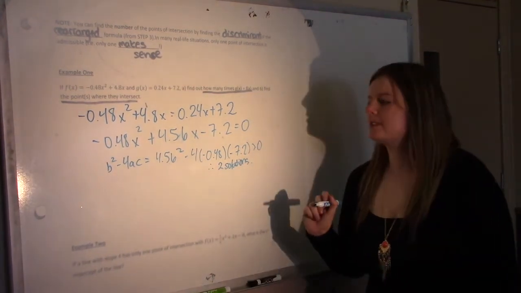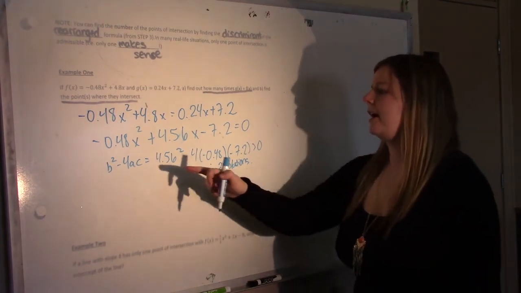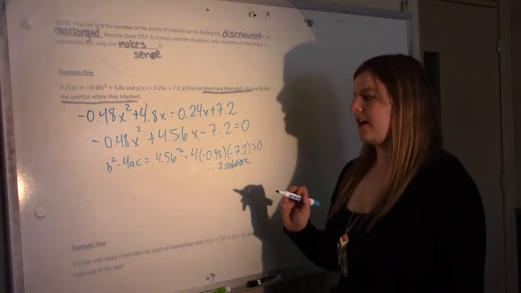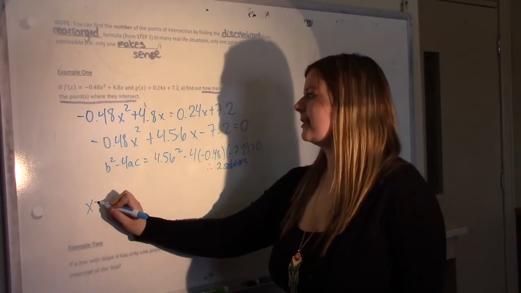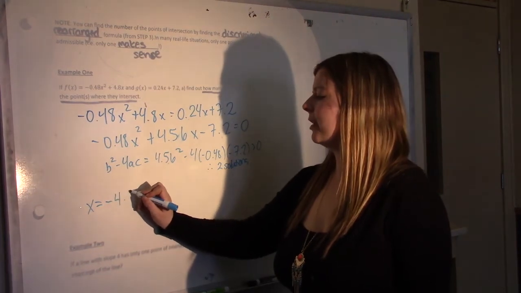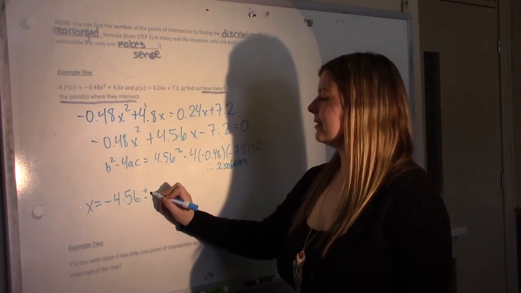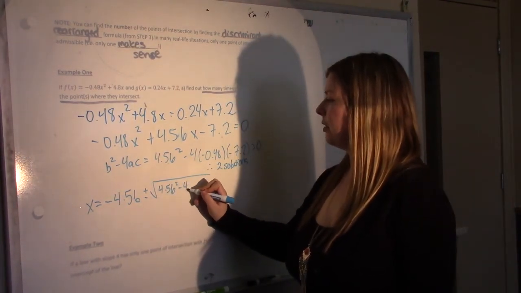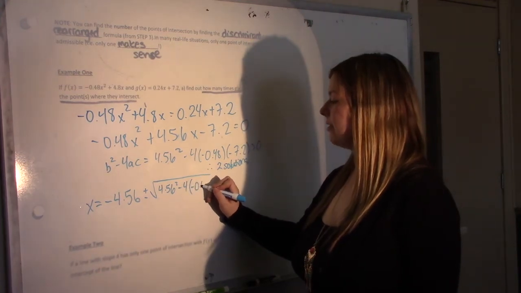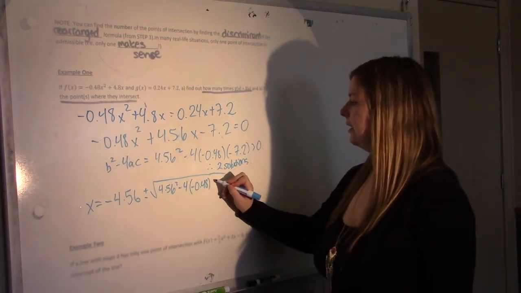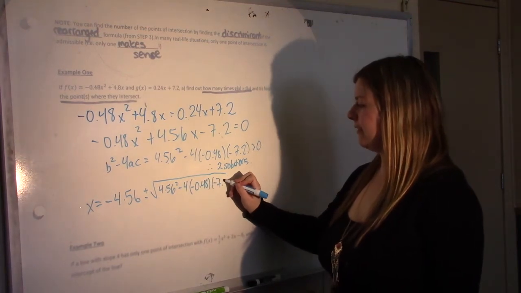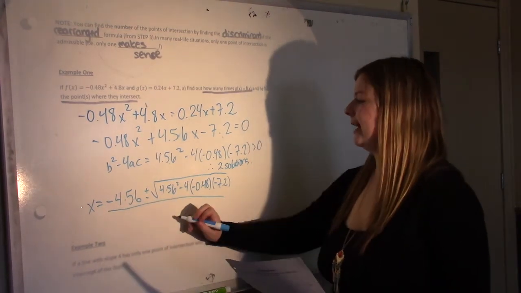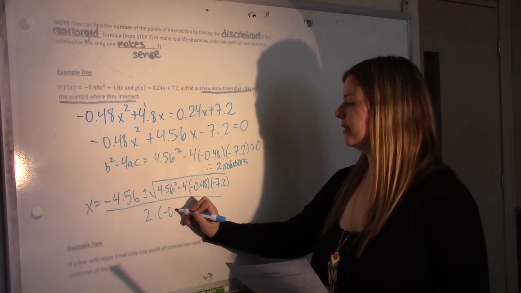But part B actually wants us to find the points of intersection. So now we have to go to this equation, which is the rearranged one, and use quadratic formula in order to find the solutions. So remember, x equals negative b, so negative 4.56, plus or minus the square root of b squared, minus 4 times a. Now a has to be minus 0.48. You have to be very careful there. And then c is minus 7.2. All right? All over 2a. So 2 times negative 0.48.